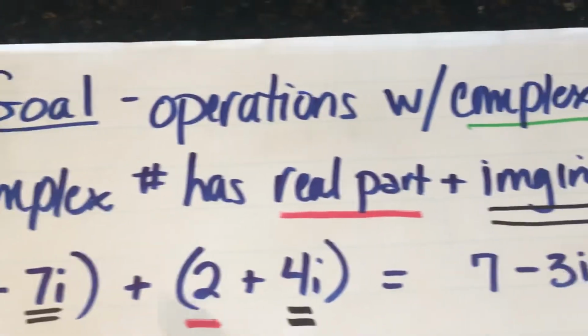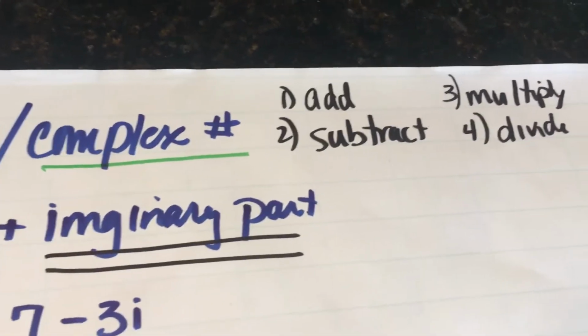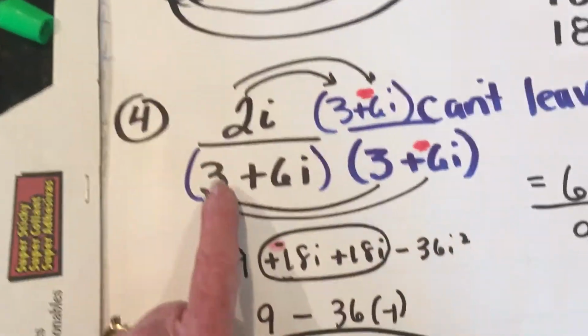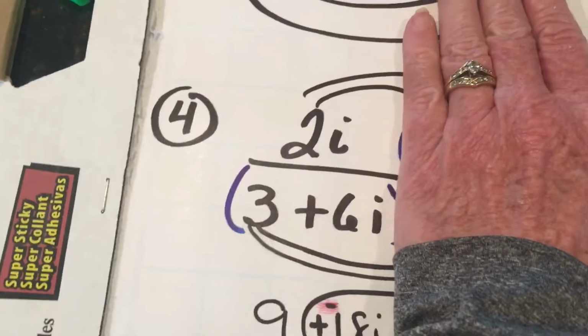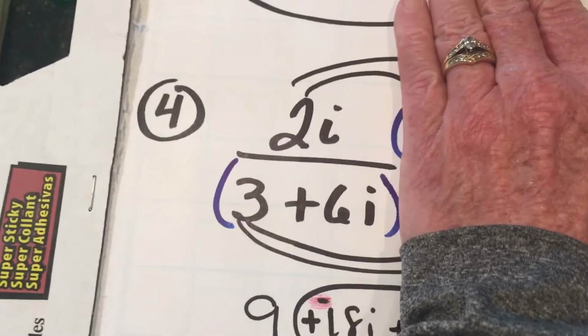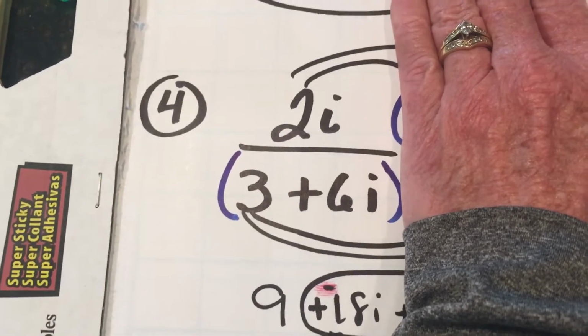Our goal, remember, was our operations with complex numbers. We've already done adding and subtracting and multiplying. The last one is dividing. And when you're dividing, here would be your original problem: 2i divided by 3 plus 6i. We cannot leave a complex number in the denominator.